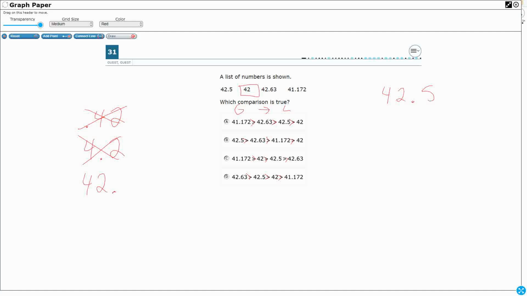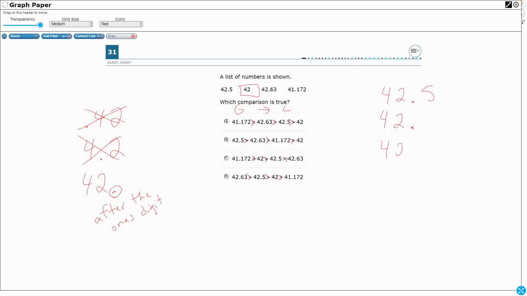So if you ever come across a whole number that does not have a decimal, you need to place a decimal place. You can always put it at the end after the ones place, and that is not going to change the value. So let's put my 42 point right there. All right, the other two are going to be a little bit easier.